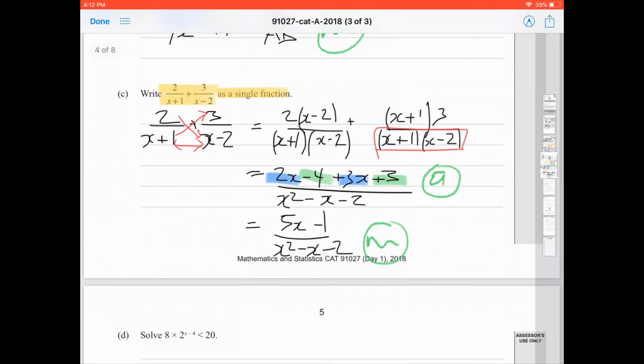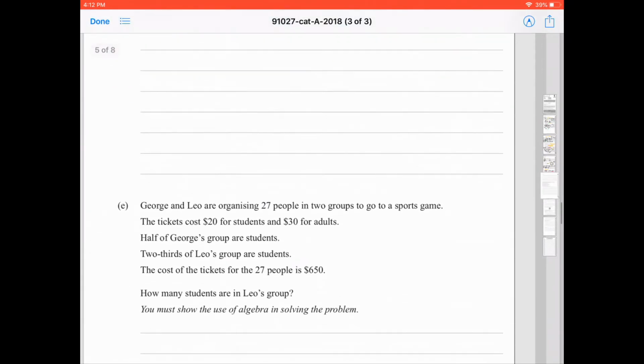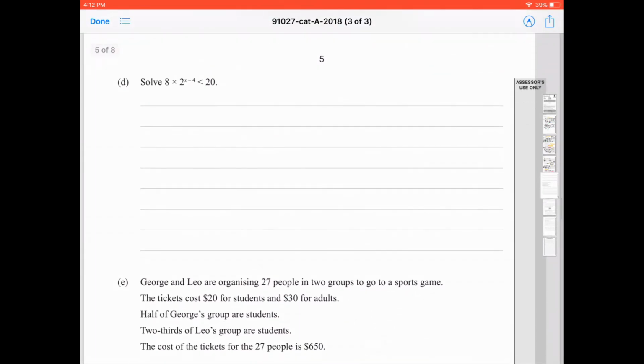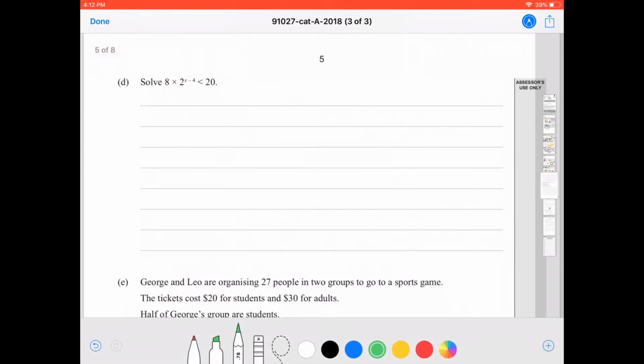Let's ask for question 2D. 2C rather. Moving on to question 2D. We've been given this equation. We've been asked to solve 8 times 2 to the power of x minus 4 is less than 20. So writing out our equation, 8 times 2 to the power of x minus 4 less than 20.